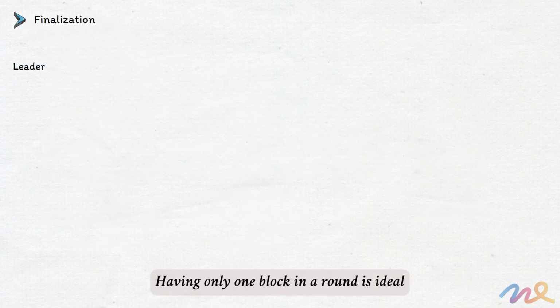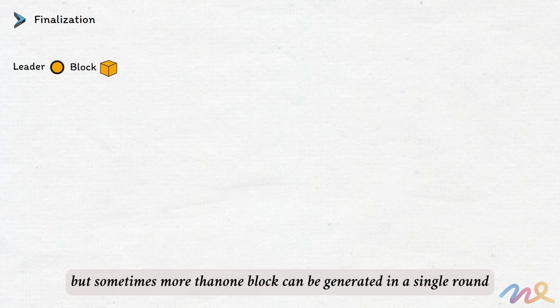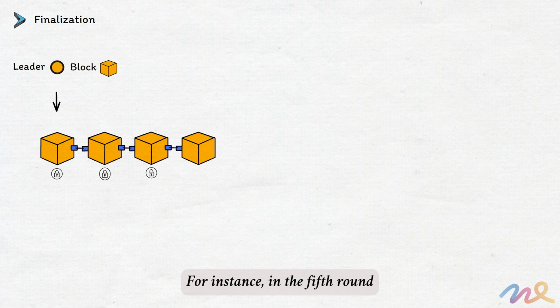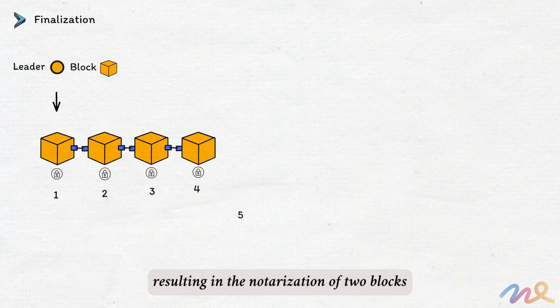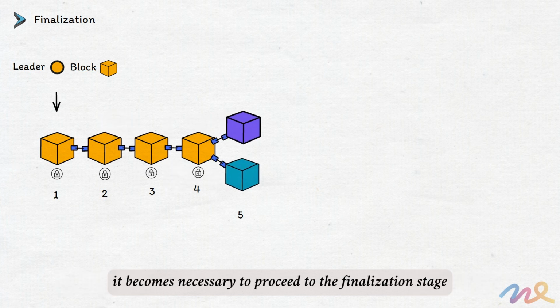Having only one block in a round is ideal, but sometimes more than one block can be generated in a single round. For instance, in the 5th round, if the replica with the highest weight experiences a network interruption, resulting in the notarization of 2 blocks, it becomes necessary to proceed to the finalization stage.